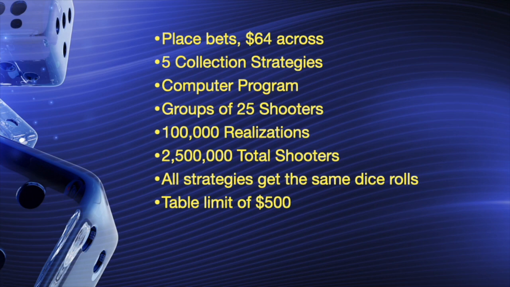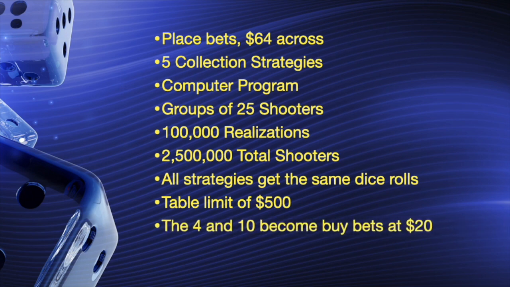I assume a table limit of $500 on place bets. That means $600 on the 6 and 8 and $500 on the other numbers. This is a common limit at $10 tables, but it only affects a few rolls here. And finally, bets on the 4 and 10 become buy bets when they reach $20. The VIG is taken when the bet pays out. In this video, we'll be looking at 5 different collection strategies and seeing what kind of results they produce.